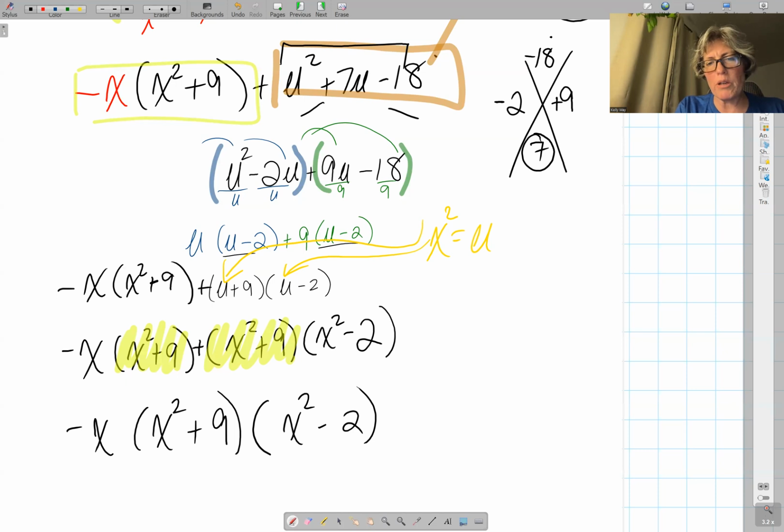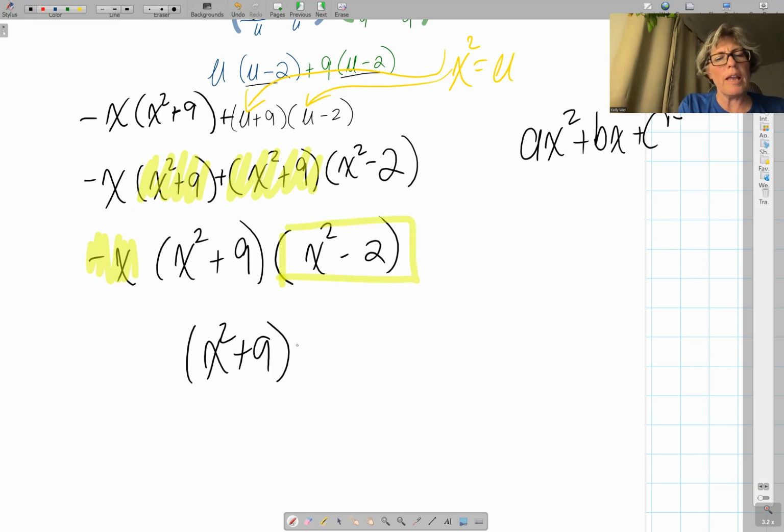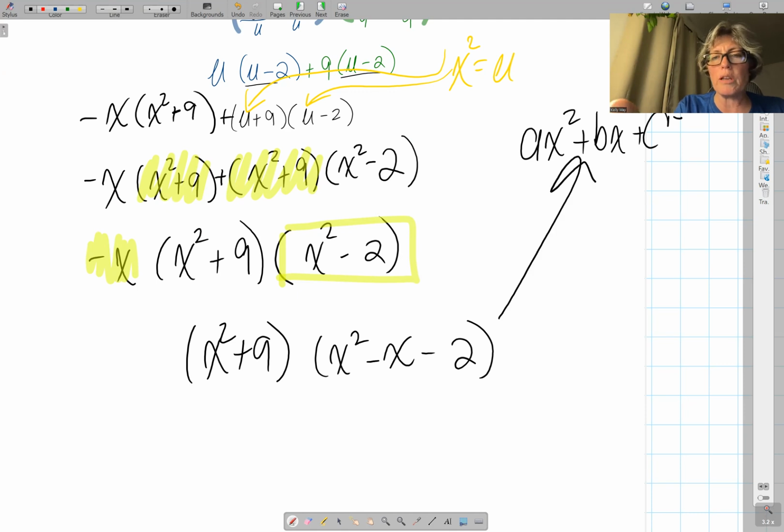Okay, so keep in mind you're trying to do stuff with this x squared plus bx plus c. And you can see here that this negative x is kind of floating off in space. So we're going to bring it over here closer to this component, x squared plus 9. And I'm going to do this x squared minus x minus 2. Why did I do that? Oh, because once again, it looks like the standard form.